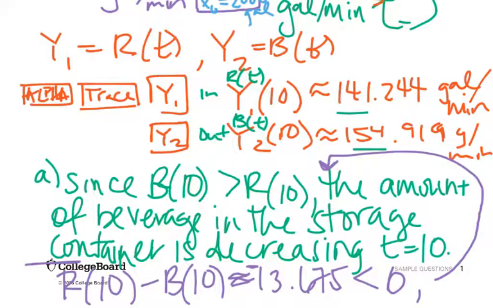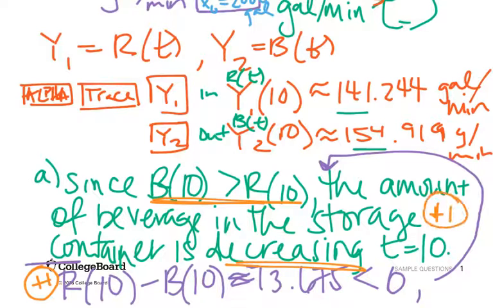You would essentially get 1 point for this statement here, that R of 10 minus B of 10 is less than 0, or this part, where we establish that the rate out is greater than the rate in. So that gets you 1 point. The second point in the problem is stating what it means, essentially, that the amount of beverage in the container is decreasing. So for that part of the answer, we get another point. So part A is worth 2 points.